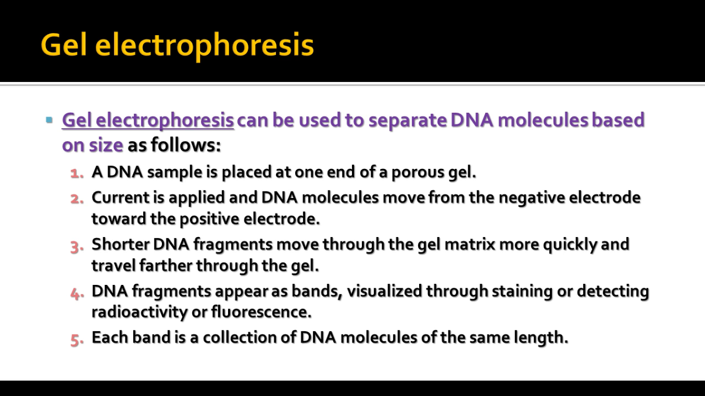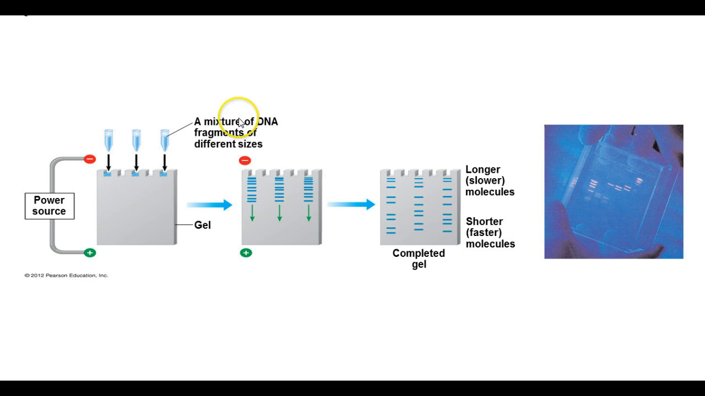So their position on the gel tells us how long they are, and the thickness of the band is going to tell us that we've got more or fewer of the bands at that particular size. So here's just a picture from your book that kind of summarizes what we just said. Here's the gel, and it's got these opening wells in the end. We're going to put our samples in here.